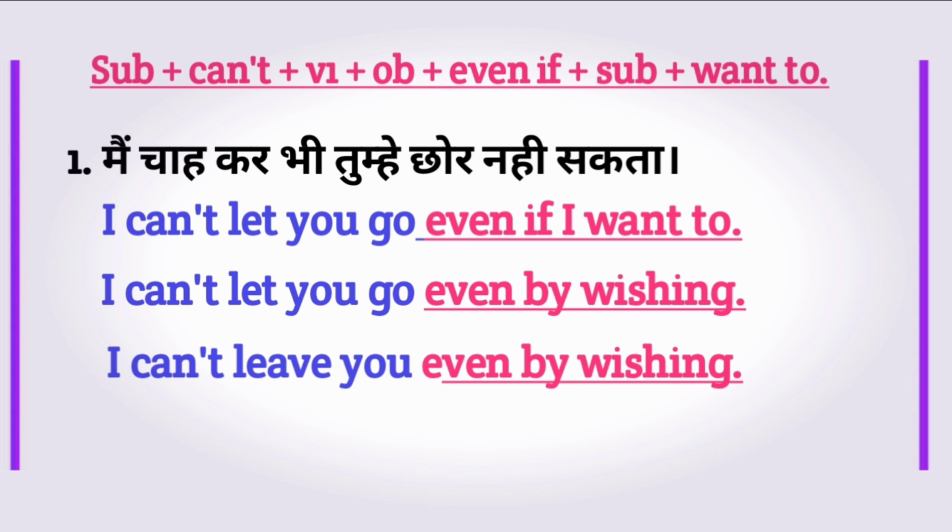मतलब चाह कर भी. Okay, I can't let you go even if I want to. I can't let you go even by wishing, ये भी कह सकते हैं. All right. The third one is I can't leave you even by wishing. Okay. So these are so simple. You have to use and you have to communicate. Okay. No need to worry about this as well.